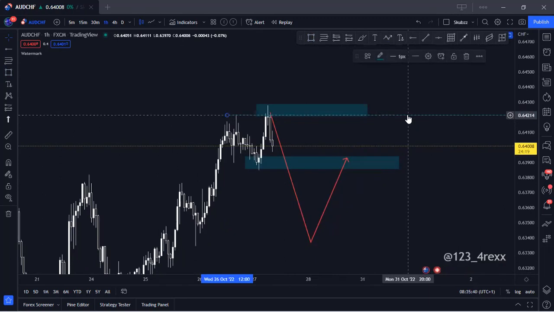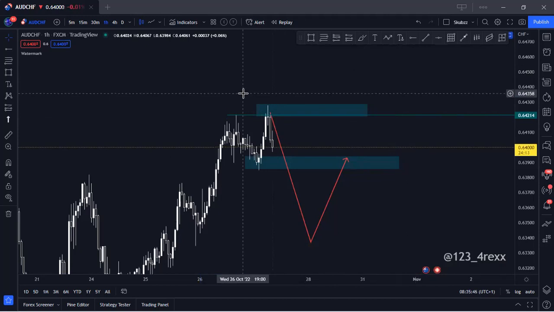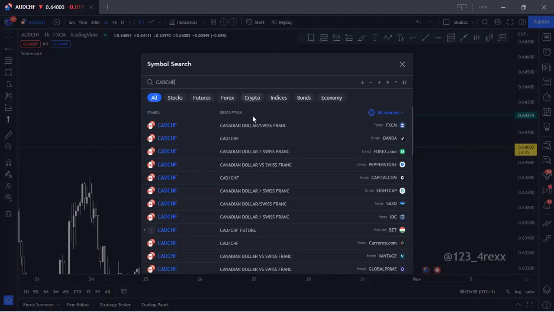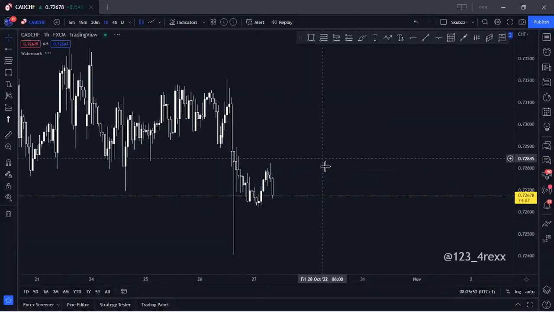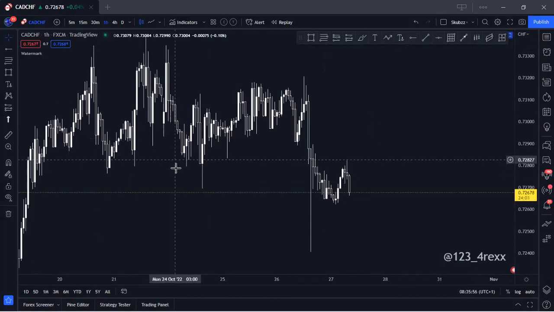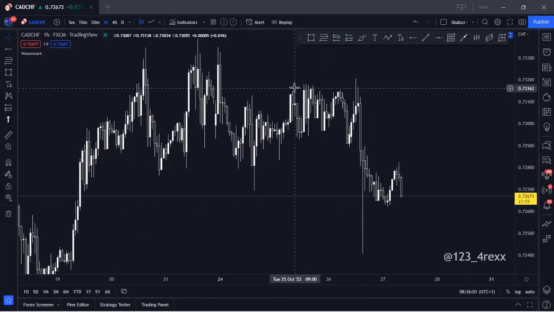Is there another pair you guys want us to take a look at? CAD/CHF. It's cheating. I'm not going to talk about this one. It's just weeks and more.